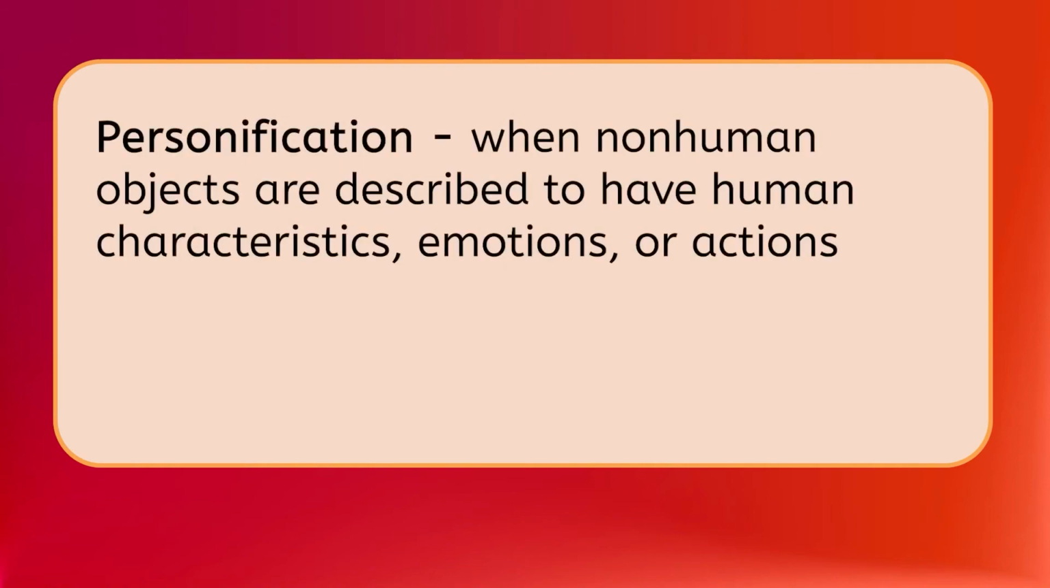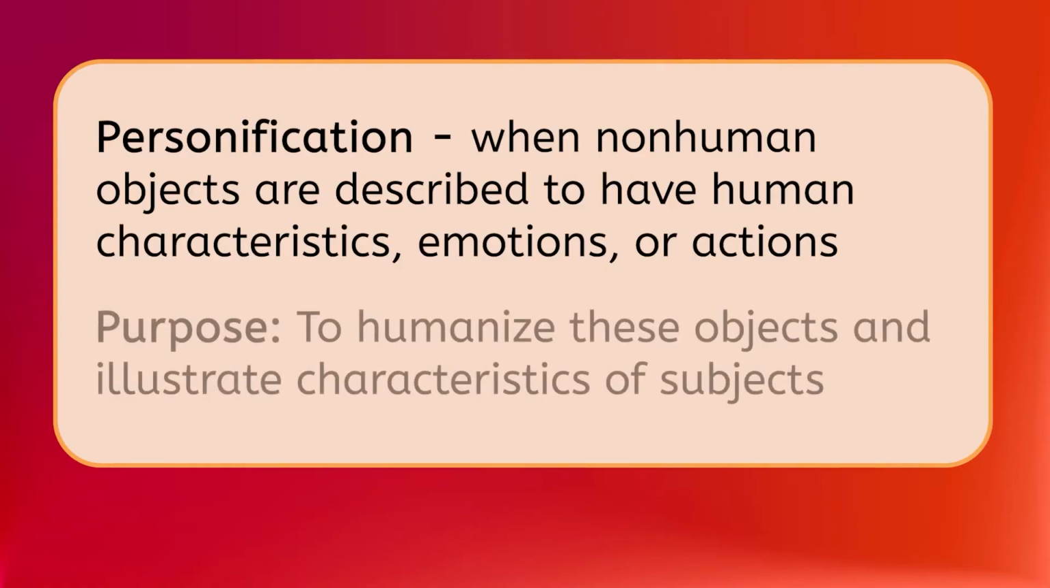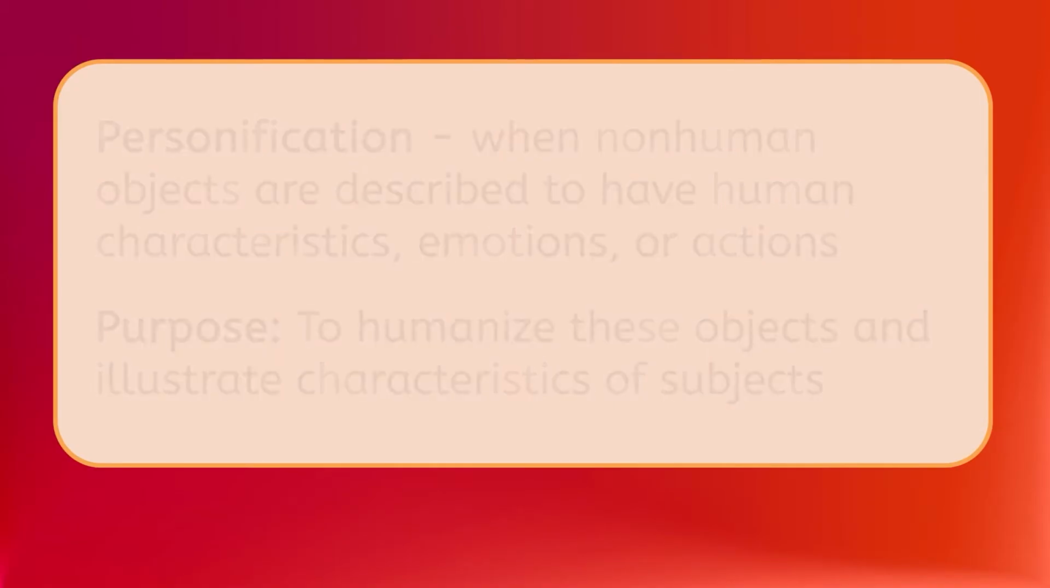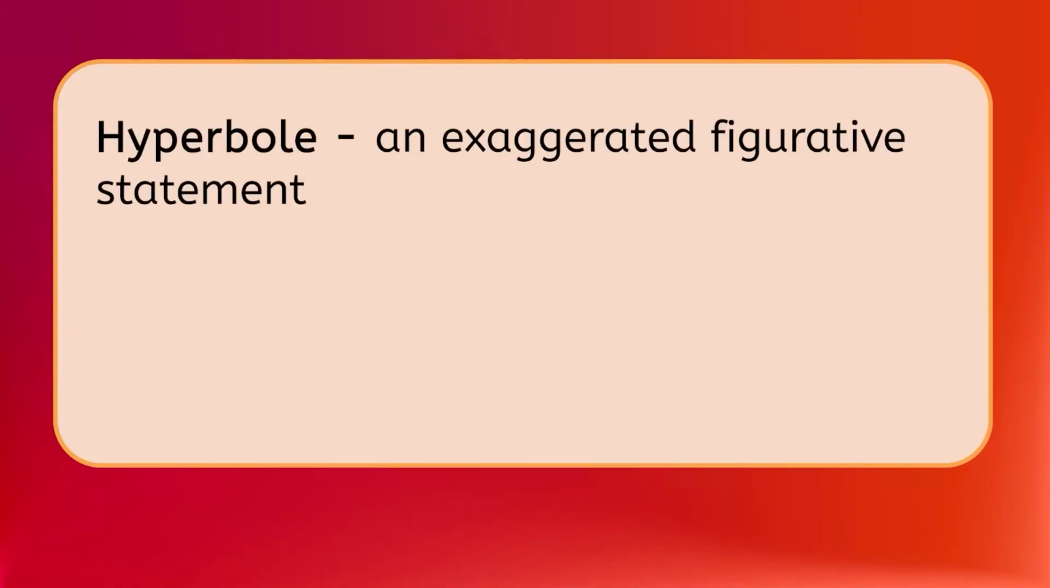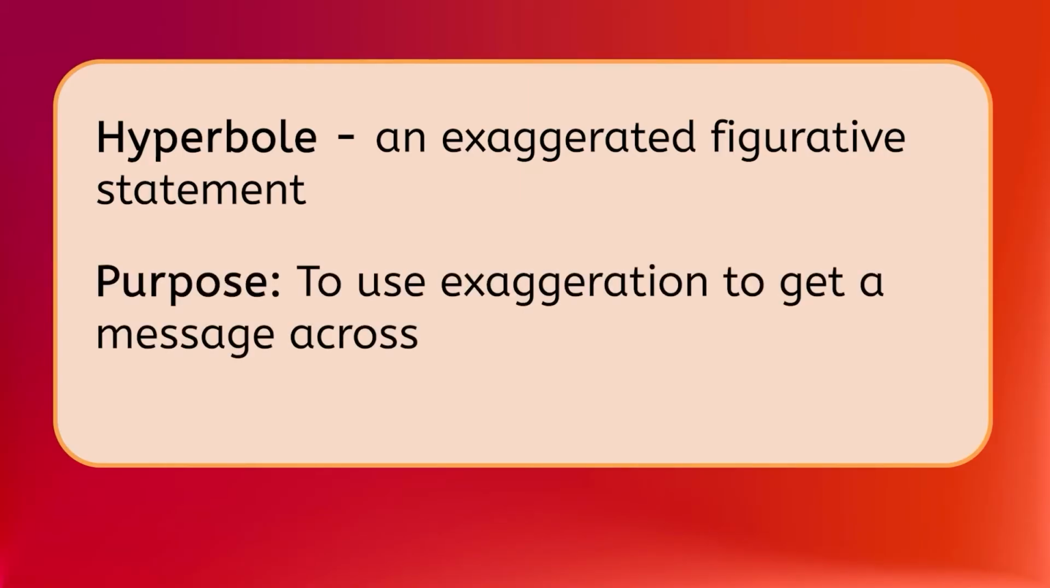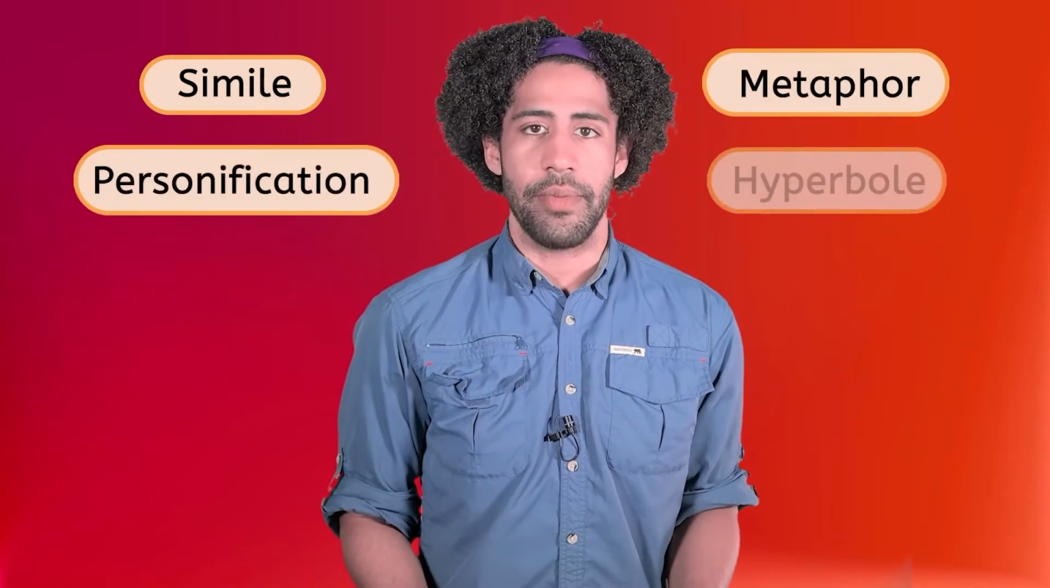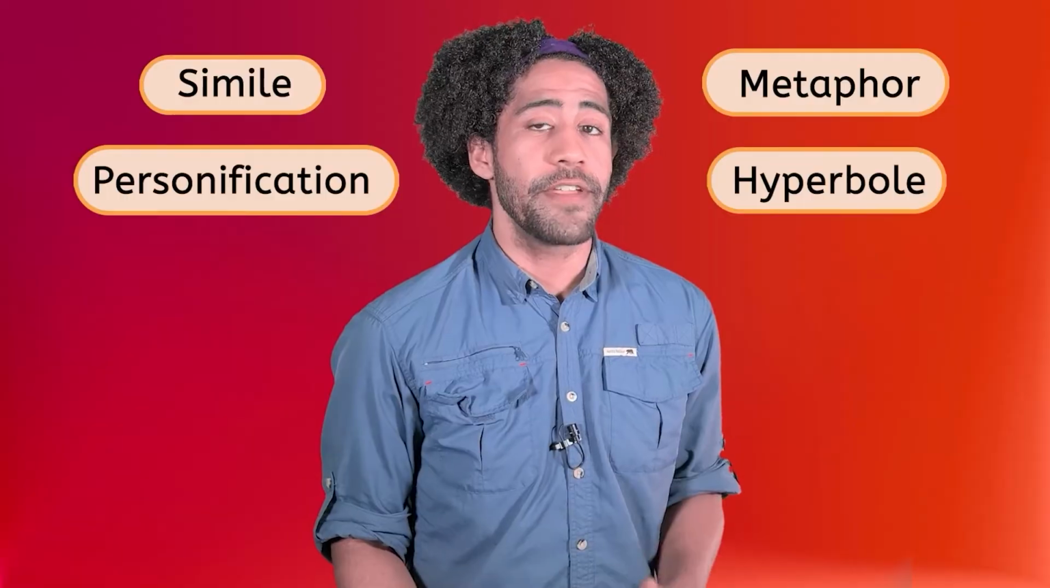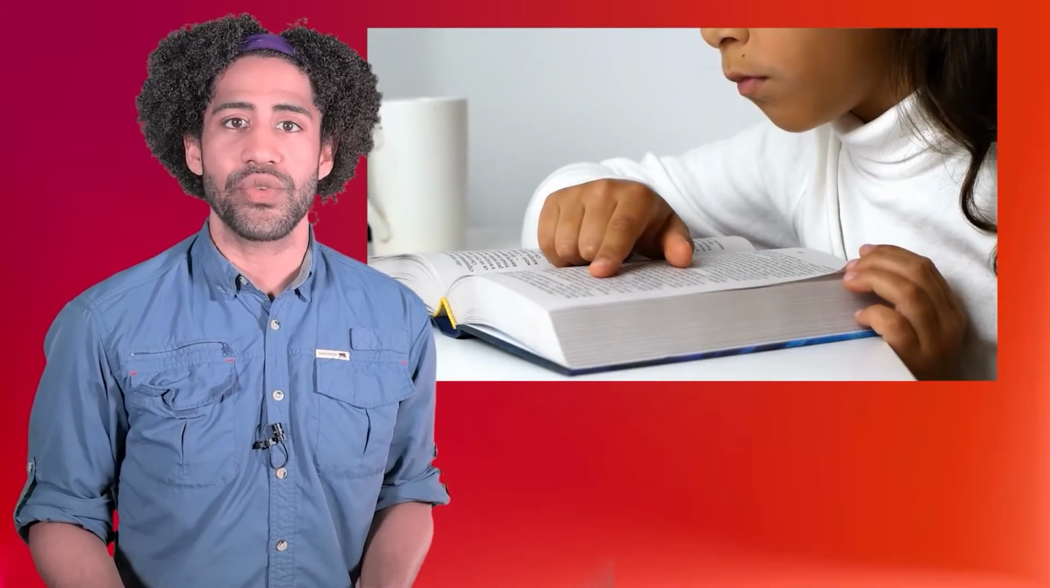There is also personification, when non-human objects are described to have human characteristics, emotions, or actions. Personification can be used to humanize these objects and illustrate their characteristics. The last one we have learned is hyperbole, which is an exaggerated figurative statement. The purpose of it is to use exaggeration to get a message across. All of these different types of writing tools have something in common, which is that they are all under the umbrella of figurative language. Another thing that they have in common is that they all create imagery and engage readers.